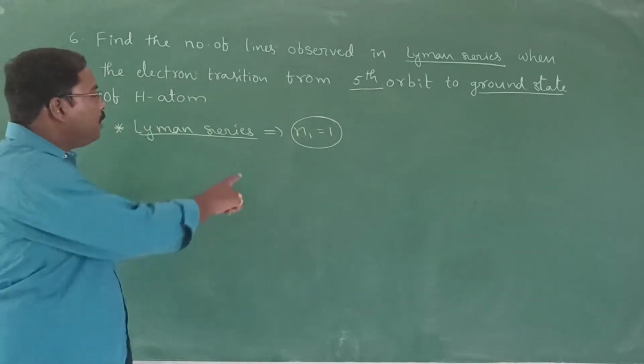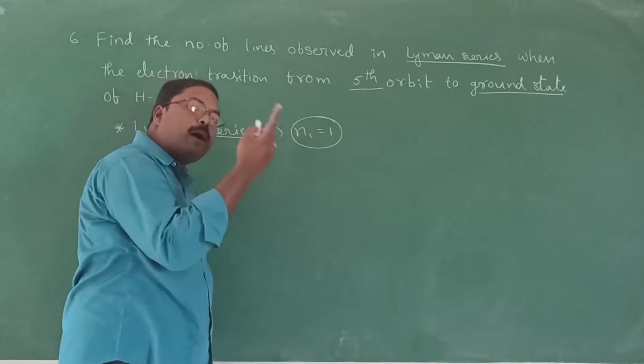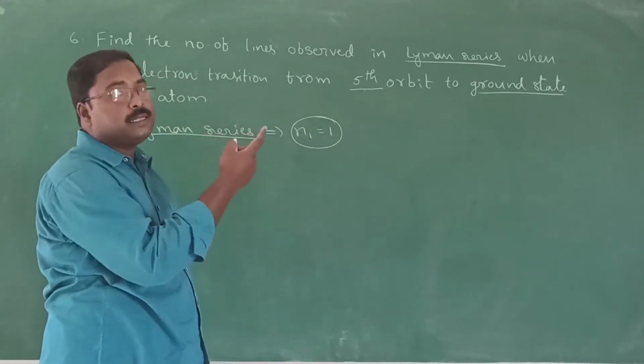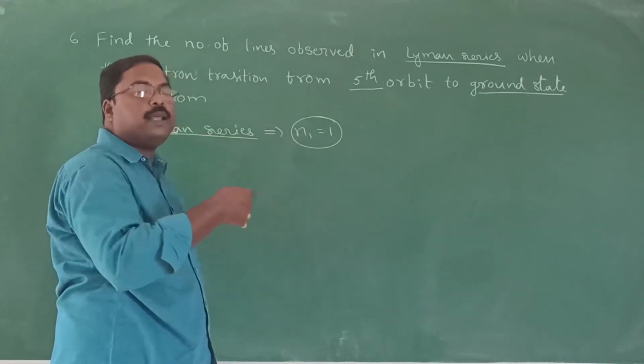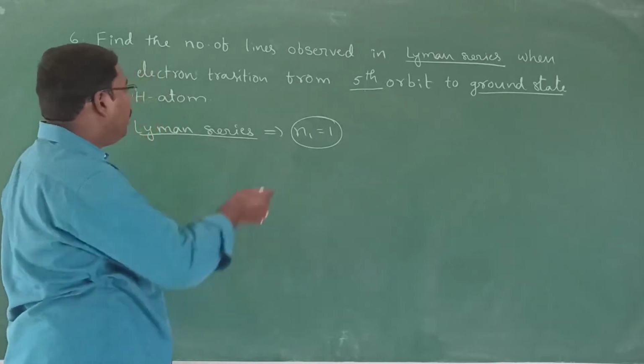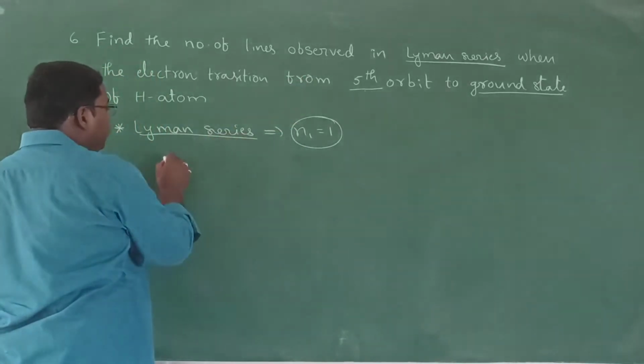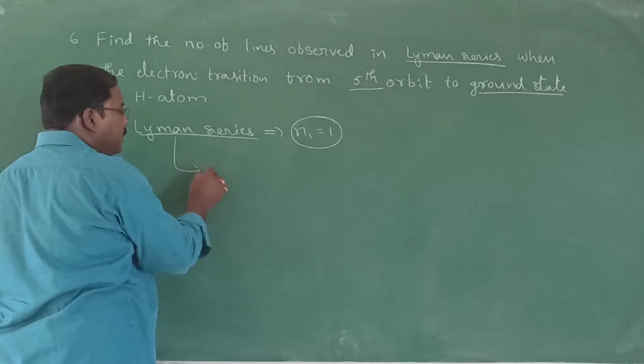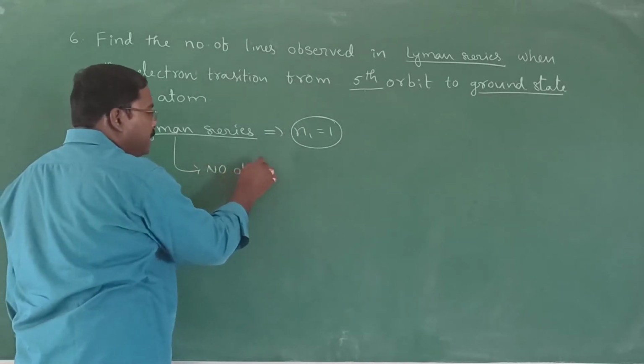Okay. Got it or not? If they give Balmer series, n1 is 2. Paschen, n1 is 3. Now they are asking the number of lines in Lyman series.